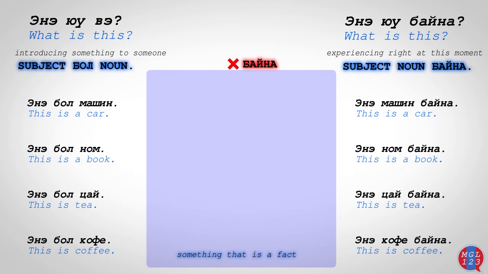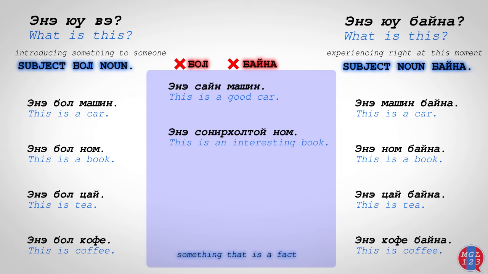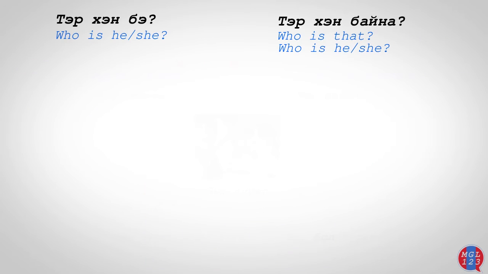Now, we don't use verb or subject indicator when we are talking about something in general, something that is a fact and something that is always true. For example, in 차 machine, in сонирхолтой ном, 차 сайн, coffee муу биш. Next question.